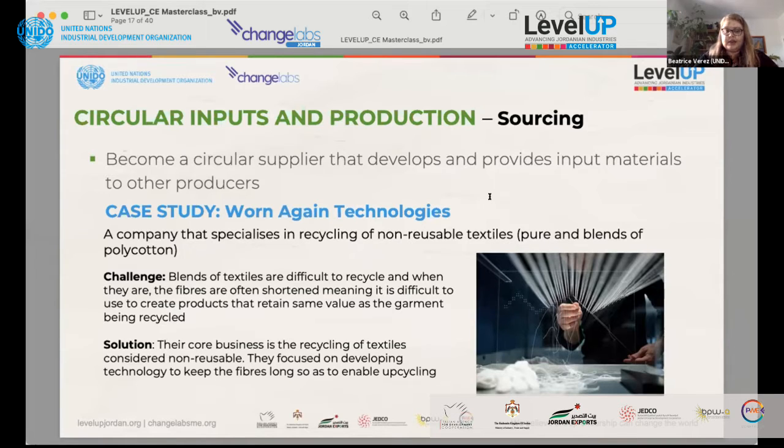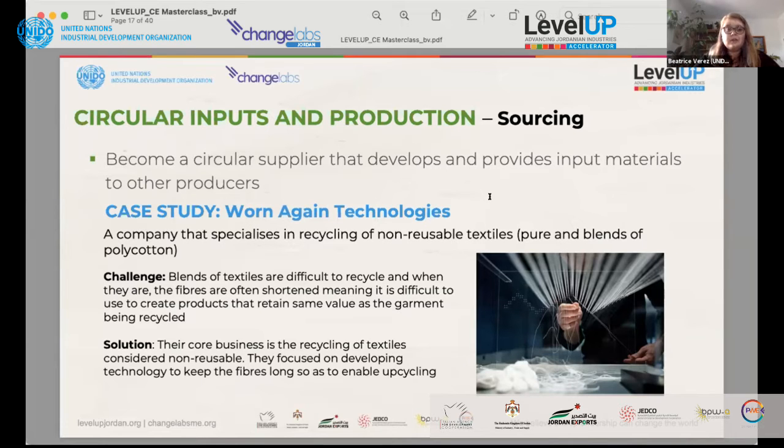So for example, we have Worn Again Technologies, which specializes in the technology of recycling non-reusable textiles. So normally, what I was saying before is there are certain textiles where if you blend, it becomes very difficult to recycle. So for example, cotton poly blends, very difficult. This company has specialized in recovering those fibers. And normally what happens when you're recycling fibers, why it's difficult to upcycle, is that the fibers get shorter as you're recycling them, which means that their uses are more limited than their original use. But this company, again, has specialized in keeping those fibers as long as possible and reducing the amount of waste from that recycling process. And they now work with big textile companies and provide them with the raw material.